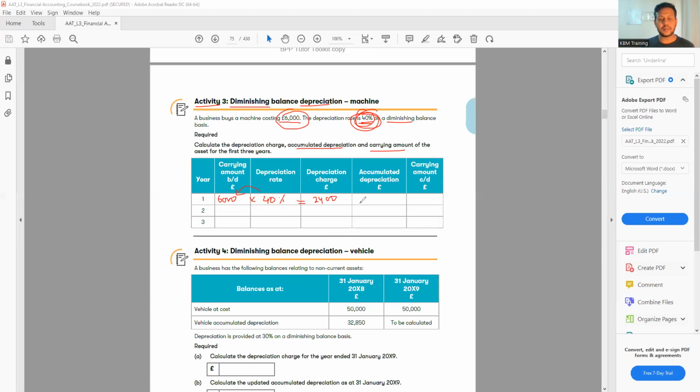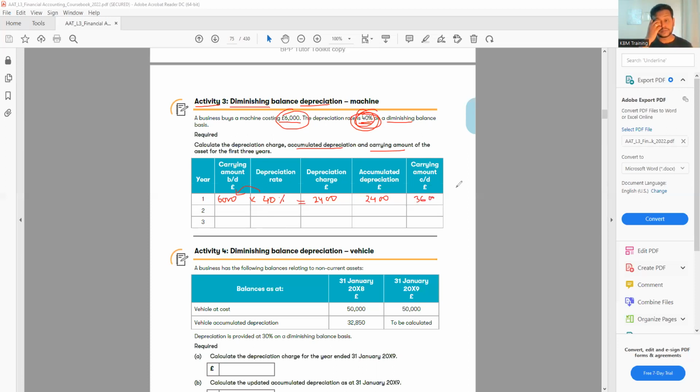And accumulated depreciation: we are in year number 1, so we don't have any previous depreciation. No depreciation carried forward from the previous period. So the accumulated depreciation is still the same, 2,400. And the carrying value, how much is it? Carrying value is always cost minus the depreciation. So you have cost 6,000 and depreciation 2,400. That gives us 3,600.